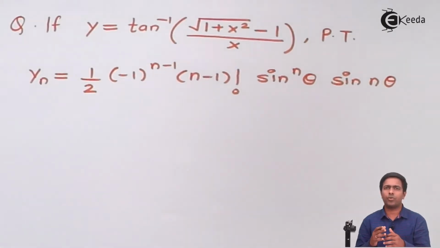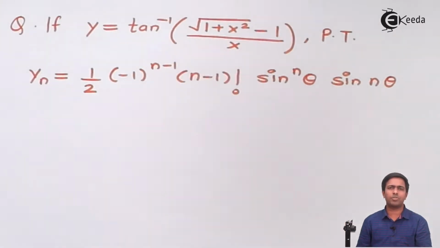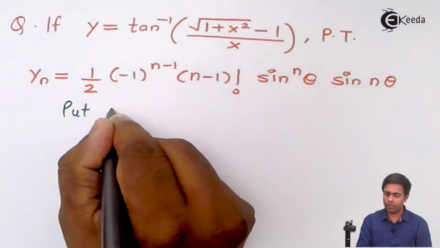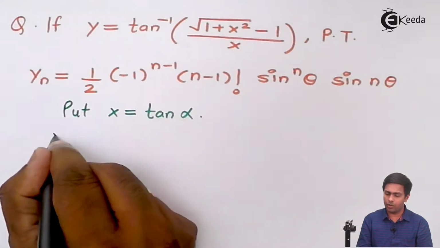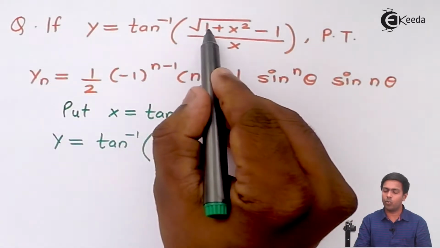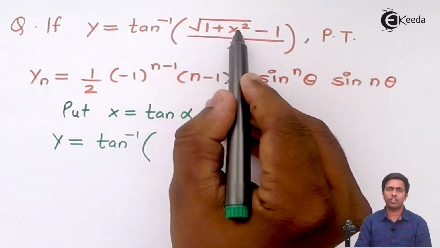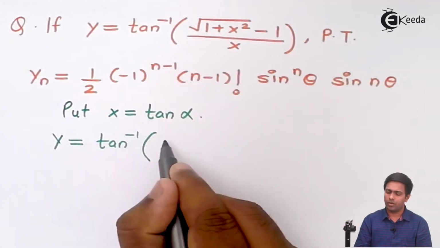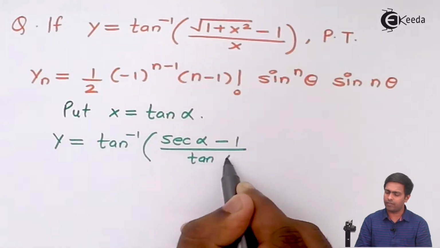So let's start. Here you can see that in the bracket we have x terms, so we can do a substitution for x. Put x equal to tan alpha. By doing this we will get the value of y as tan inverse of, here we will get 1 plus tan square alpha. Now guys, 1 plus tan square alpha is sec square alpha, and sec square alpha under root will give us sec alpha, minus 1 upon tan alpha.